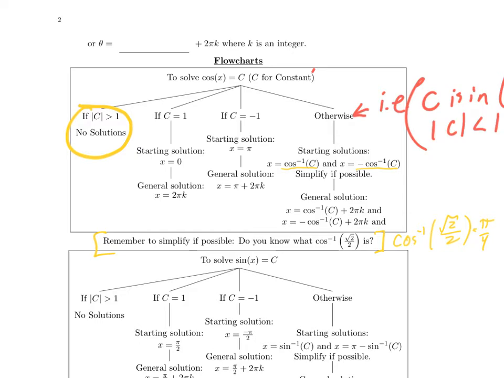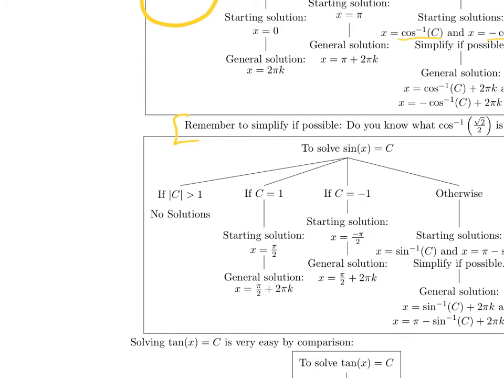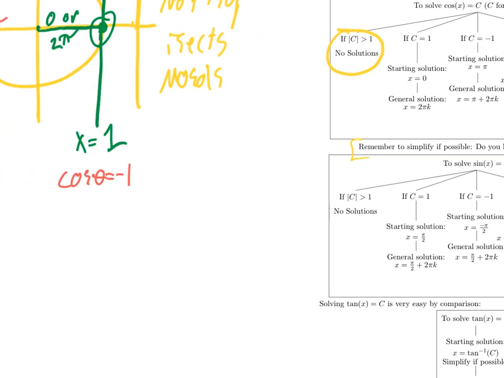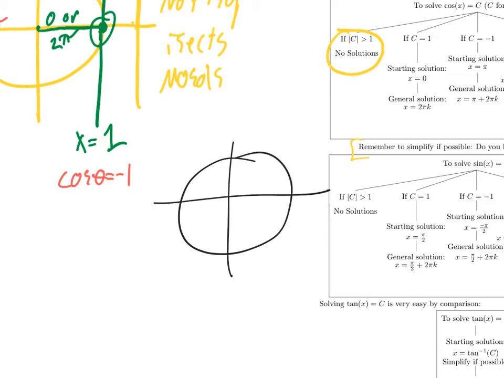If you want to solve the equation sine of x is equal to c, so that's c for constant, not c for cosine. C for constant. That's not necessarily important to your understanding, but that's why I chose the letter c. Similarly to before, if c is bigger than 1, well, you draw a unit circle. There's the unit circle. If I want to solve sine of theta equal to 2, 1.5, something bigger than 1, well, remember, sine is the y value, so I'll draw a line at y equals 1.5. That line never crosses the unit circle, so there are no solutions.